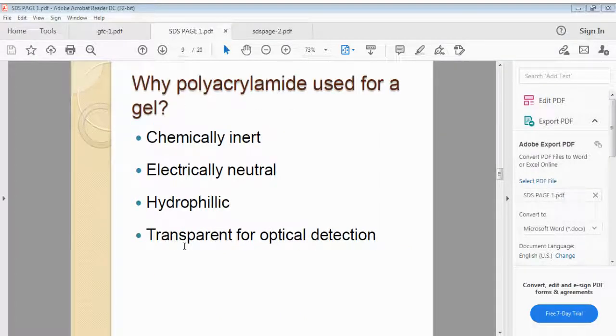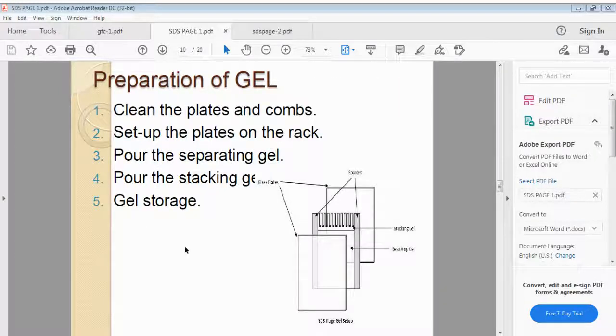Why is polyacrylamide used? It is chemically inert, electrically neutral and hydrophilic in nature, and it is transparent also. You can see the migration or separation of the proteins in the gel, and detection also can be possible by using a proper dye. So how is the gel prepared? The gel slab is prepared. The medium is prepared for running the electrophoresis. So you have a comb. Two plates are there.